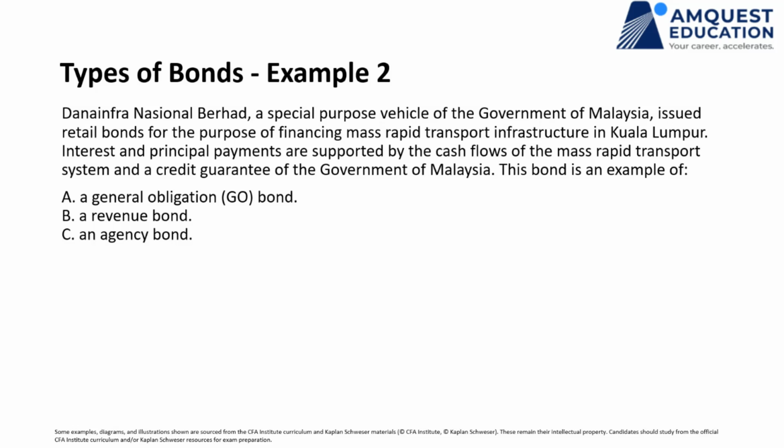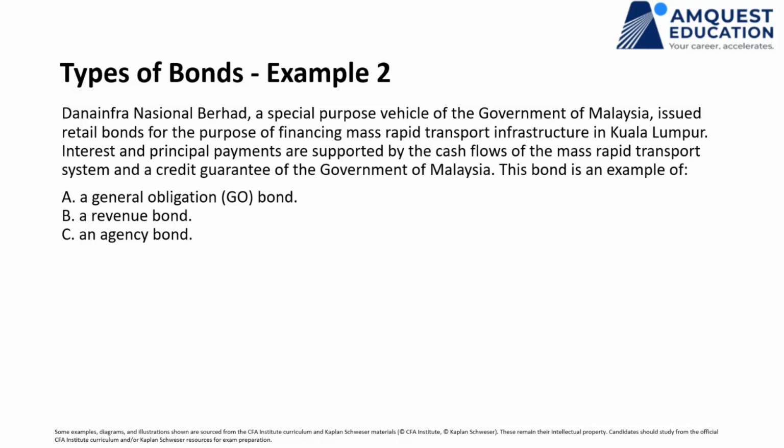Another one: Danainfra Nasional Berhad, a special purpose vehicle of the Government of Malaysia, issued retail bonds for the purpose of financing mass rapid transport infrastructure in Kuala Lumpur. Interest and payments are supported by cash flows of the MRT system and a credit guarantee of the Government of Malaysia. This bond is an example of, in this case, you have a project. Remember, you have created a special purpose vehicle. So when we say a special purpose vehicle, we are largely looking at a very specific project.